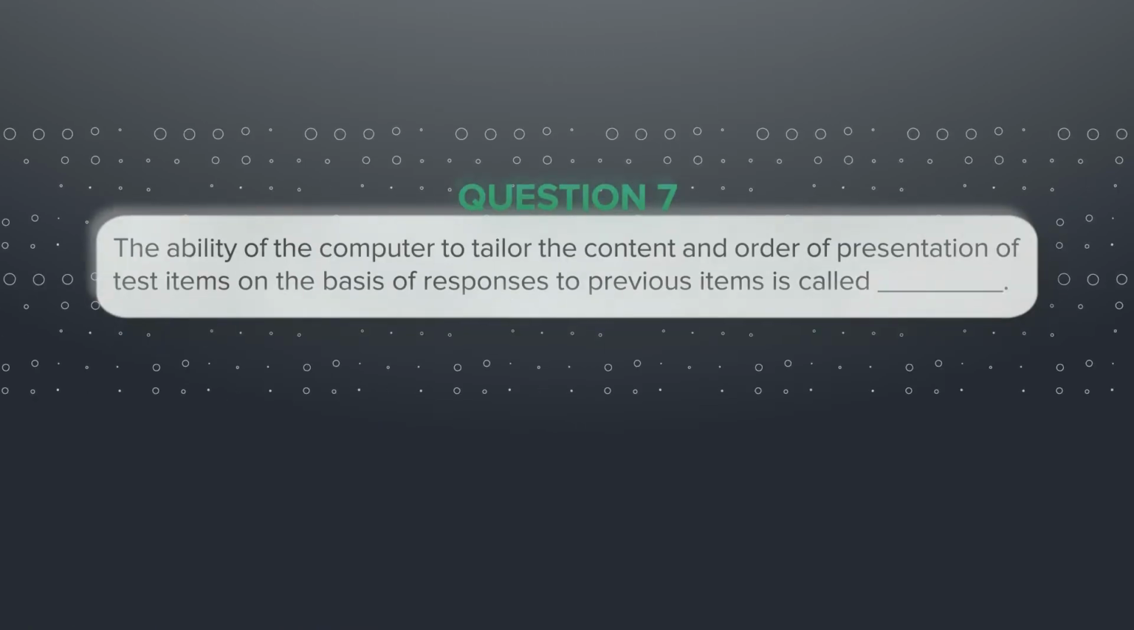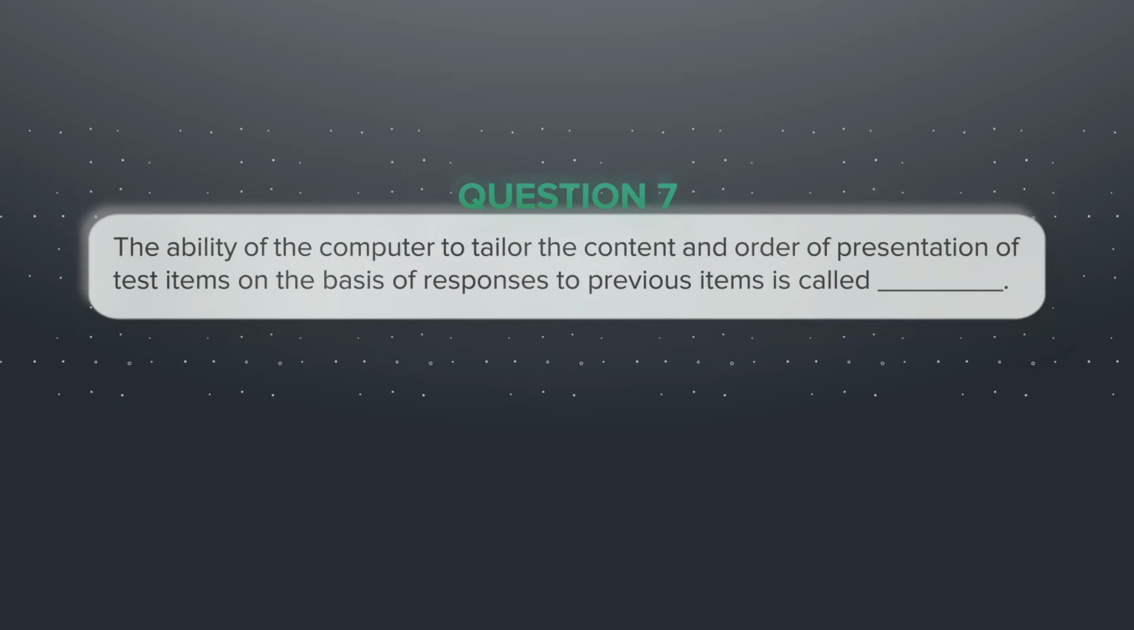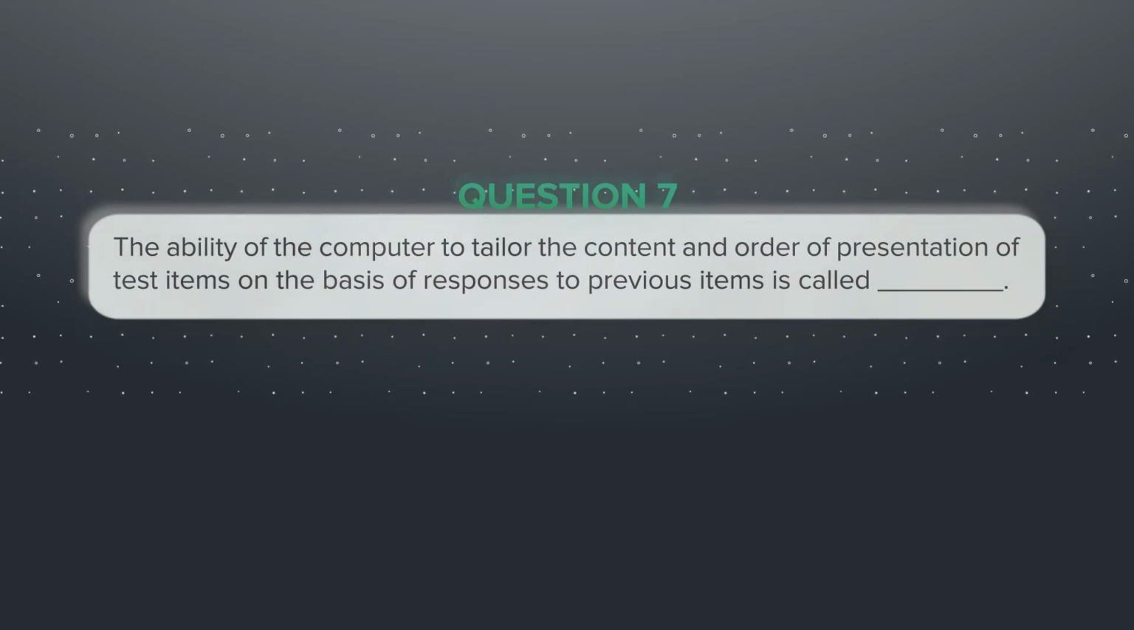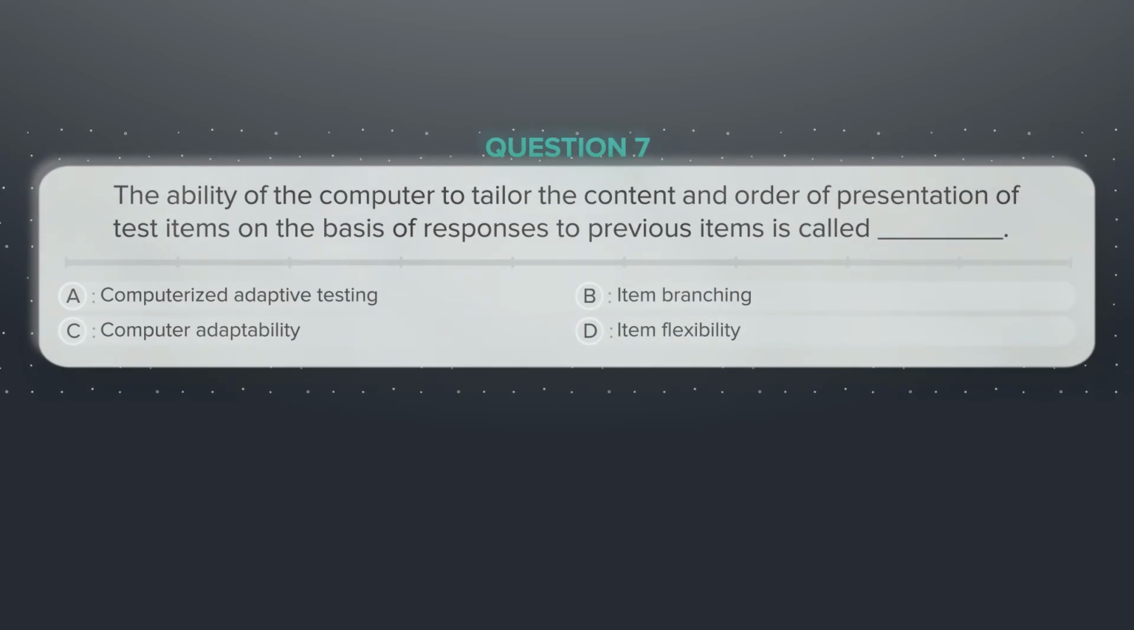The ability of the computer to tailor the content and order of presentation of test items on the basis of responses to previous items is called A. Computerized adaptive testing, B. Item branching, C. Computer adaptability, or D. Item flexibility.